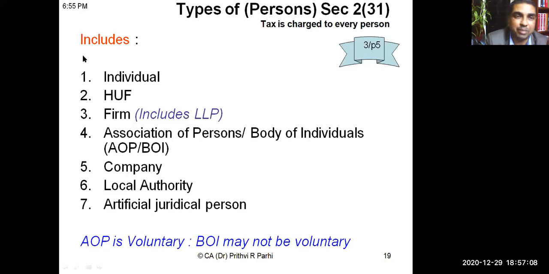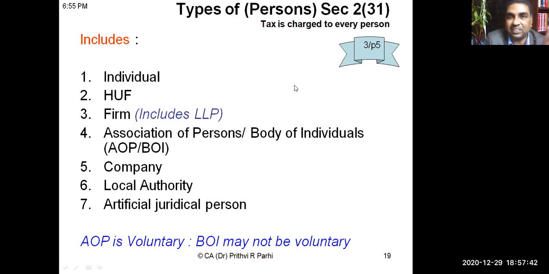Nowhere has it been said that person means an individual, HUF, firm, AOP, BOI, etc. It has only said that person includes individual, HUF, firm, and firm includes limited liability partnership firms, association of persons or body of individuals, company, local authority, and artificial juridical person. These are the various items which are included in the definition of person.